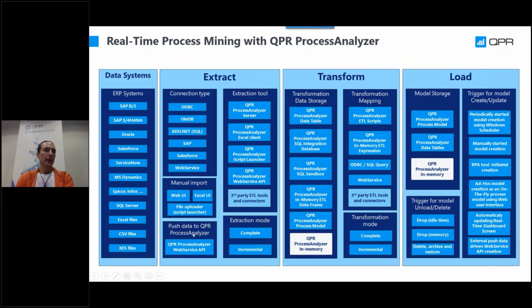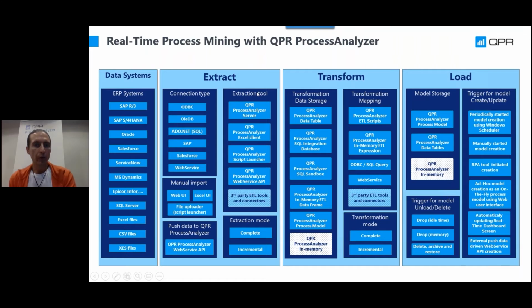And then there's push data. So actually ProcessAnalyzer can be there waiting for the data, and your other application can push the data into QPR ProcessAnalyzer. So it's then not controlled by QPR ProcessAnalyzer to start the extract, but it can be like in this real-time process mining. The process mining can be running there in the server, and then some other application is pushing the new data to QPR ProcessAnalyzer at that exact moment when the data becomes available. And that's the way it goes into the new process model, and it gets refreshed.